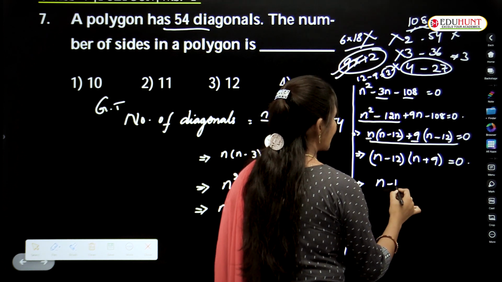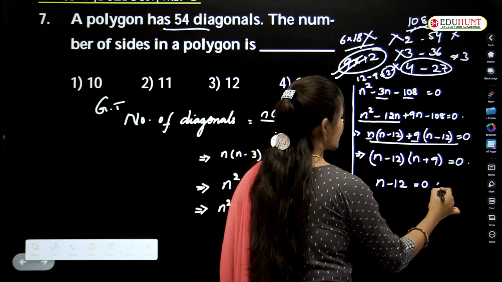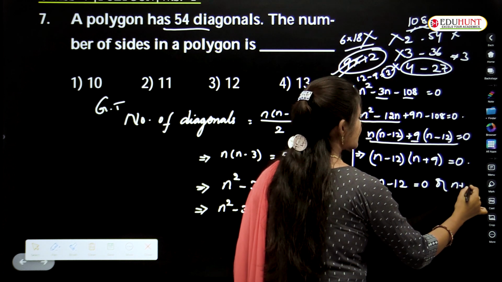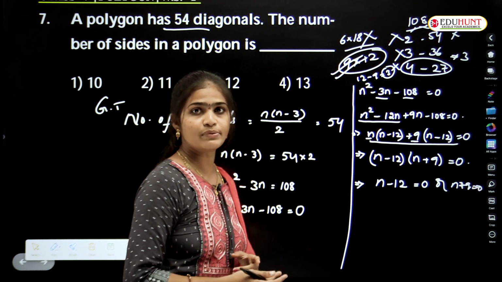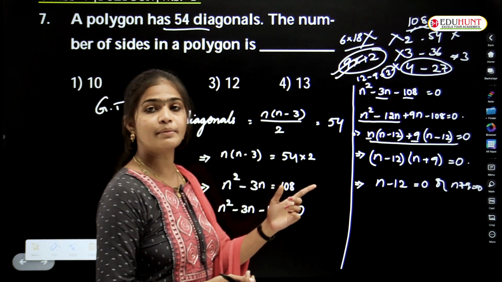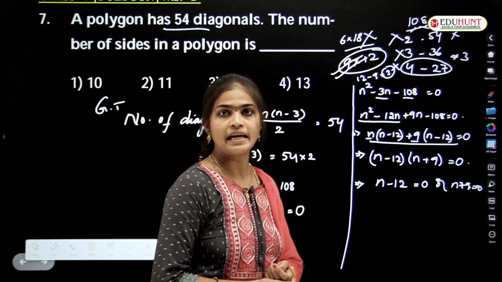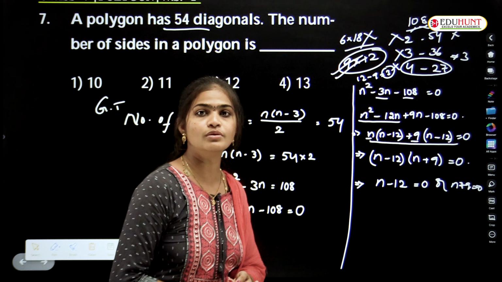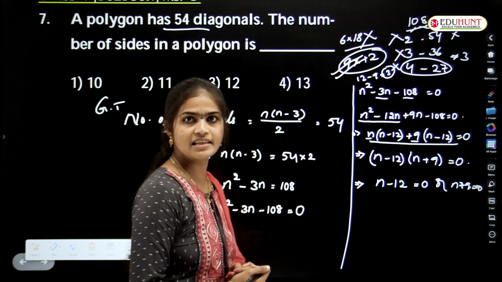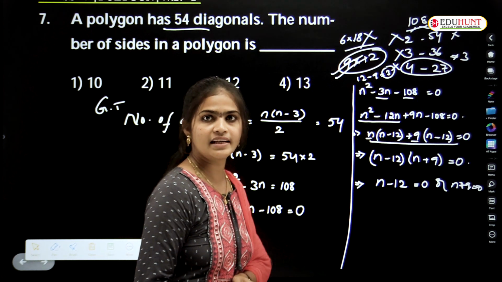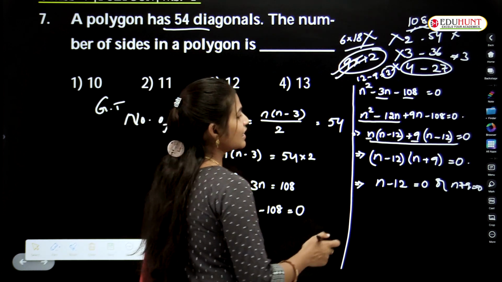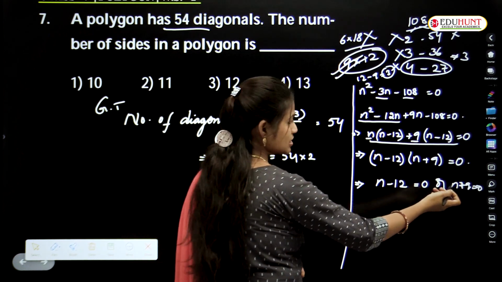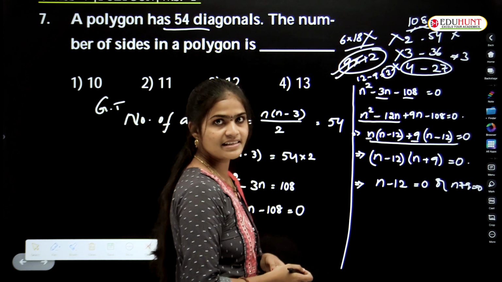So here n - 12 = 0 or n + 9 = 0. Why? Because product of two numbers is equal to 0 means any one of the numbers must be equal to 0. Any one of that integer must be equal to 0. Then only we will get that 0, no? Or else both also we can take 0. 0 into 0 is equal to again 0.